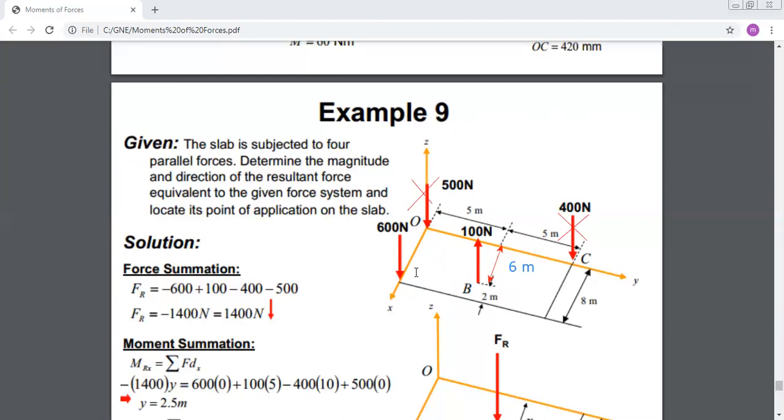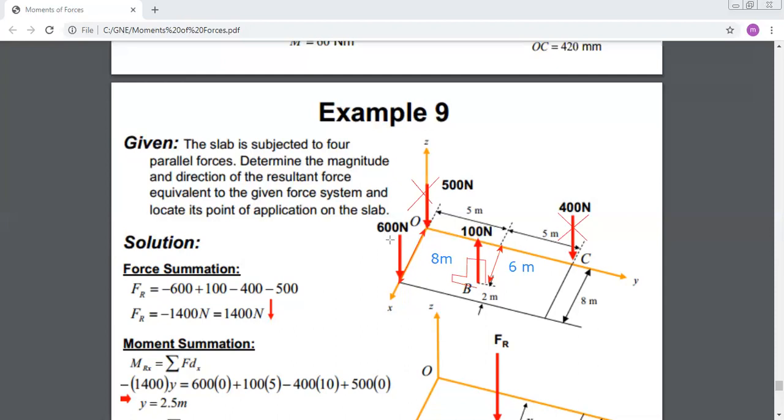And for the 600 Newton force, I should multiply by this distance, which is 8. Now for the direction. To know the direction, you should apply the right hand rule. For the 400 Newton force, it's upward. So you put your 4 fingers in the upward direction facing axis Y. Your thumb will be directed along negative Y axis. So you can say that the 100 Newton force is producing a negative moment about A.